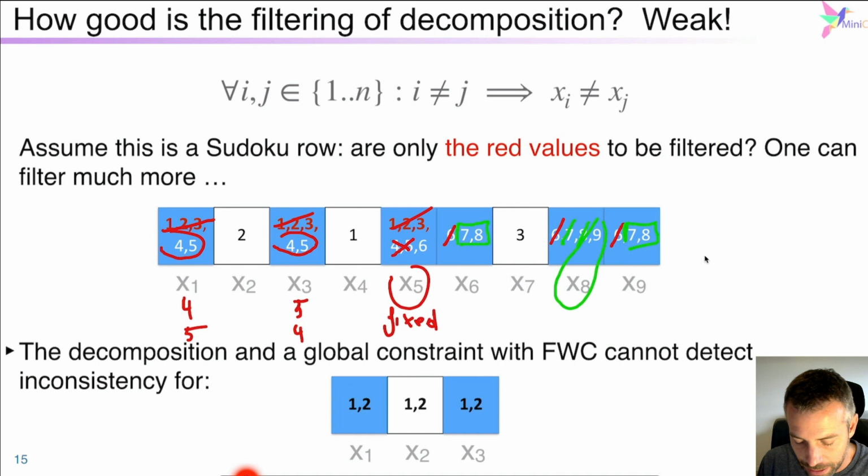And the 3 variables can take the same 2 values. So you have only 2 values for 3 variables. Okay, so it's not possible to assign to the 3 of them a different value, and we should detect the inconsistency. But if you do the reasoning locally with binary variables, this one and these ones, then you wouldn't detect the inconsistency. So we need to have a stronger infeasibility detection for the all different constraints.